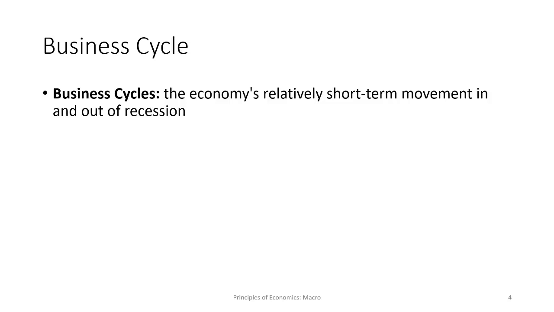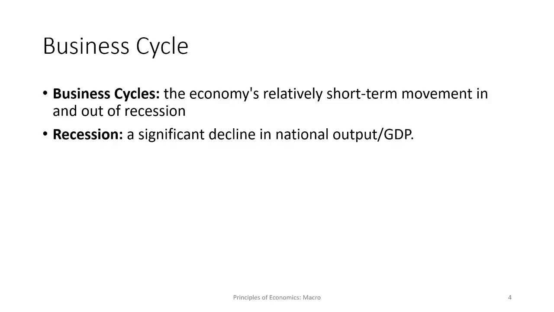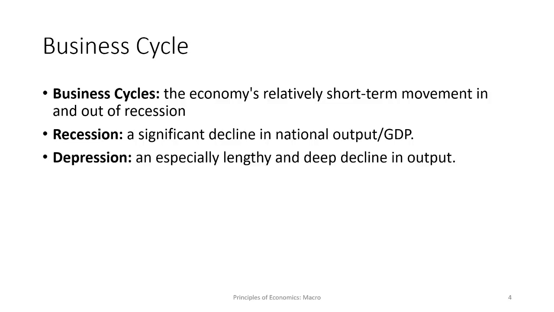Next, I would like to differentiate between recession and depression. So recession is a significant decline in national output or GDP. So when GDP decreases, we have recession. However, recession is not the same thing as a depression. Remember the depression of the 1930s, that's very well known. That's the only time we had severe depression in the last 100 years. So depression is an especially lengthy and deep decline in output.